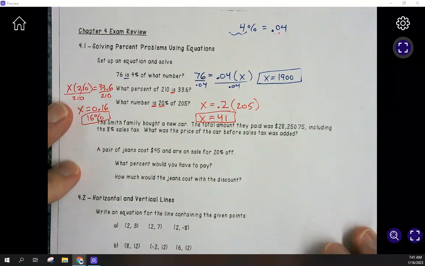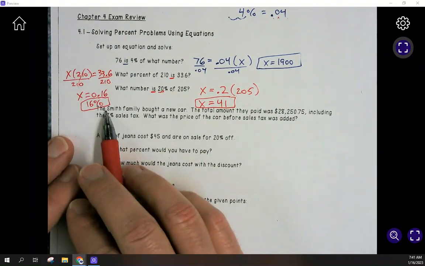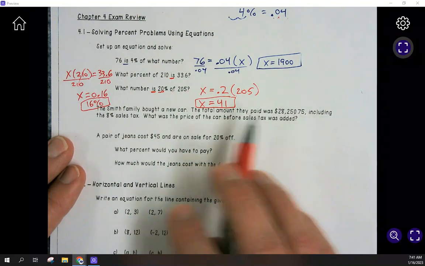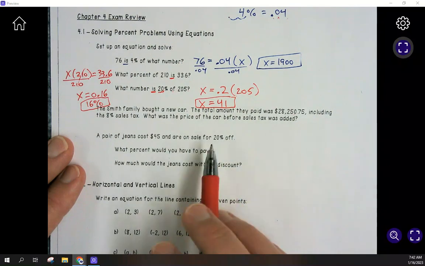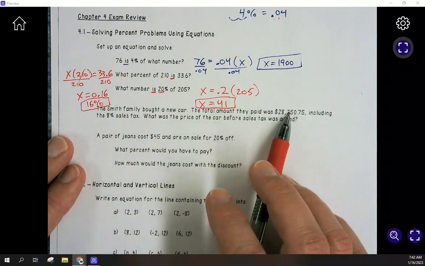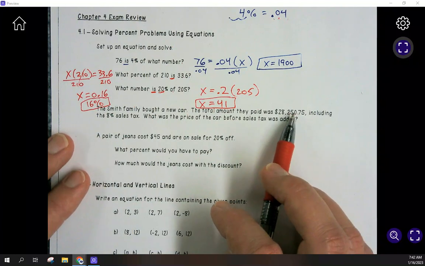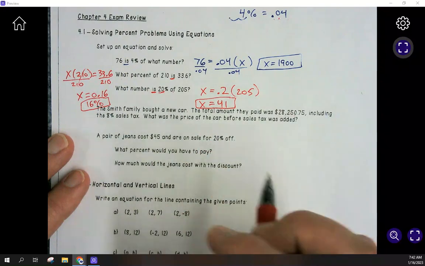All right, then we start talking about these percent problems, kind of with some context. So the Smith family buys a new car. The total amount they paid was this. That includes the tax. And so we're going to go ahead and find the price before sales tax. And everybody always wants to take 8% of this and minus it off. But that's incorrect because the 8% wasn't from this final number. It was from the original cost.